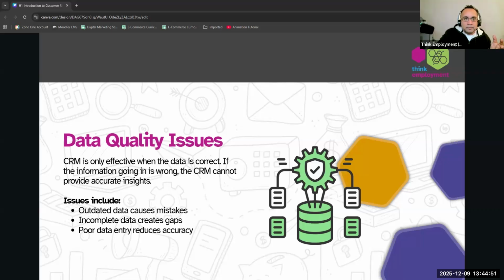If your CRM is not being used properly and people are slacking, then there's going to be issues, right? And that's why you have to keep on top of things, and you have to have the right training as well.